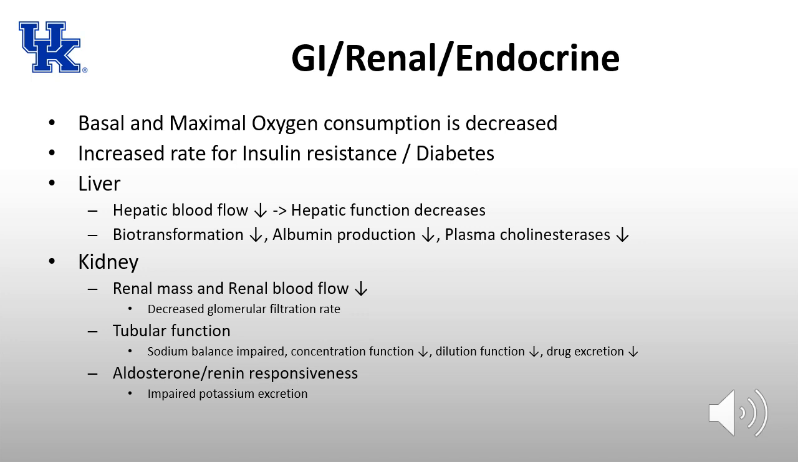Renal function is very much affected by aging. All aspects of renal function are affected. The renal mass and renal blood flow go down, so therefore that correlates to a decreased glomerular filtration rate. Your tubular function also is impaired. Therefore, sodium balance and concentration function go down. The dilution function is affected, and therefore drug excretion is also less predictable.